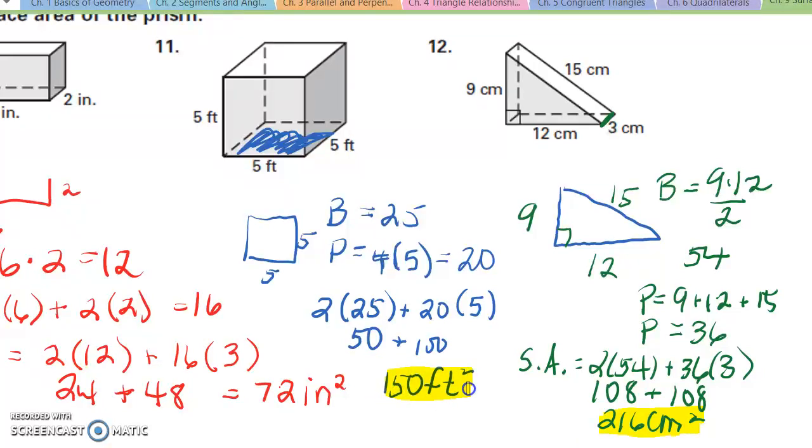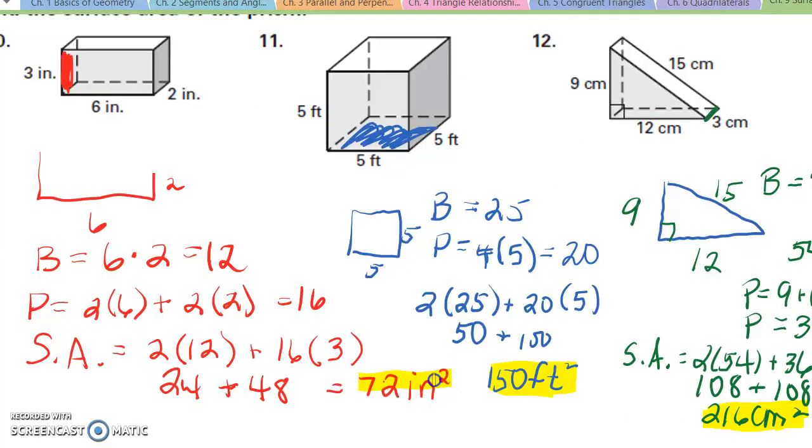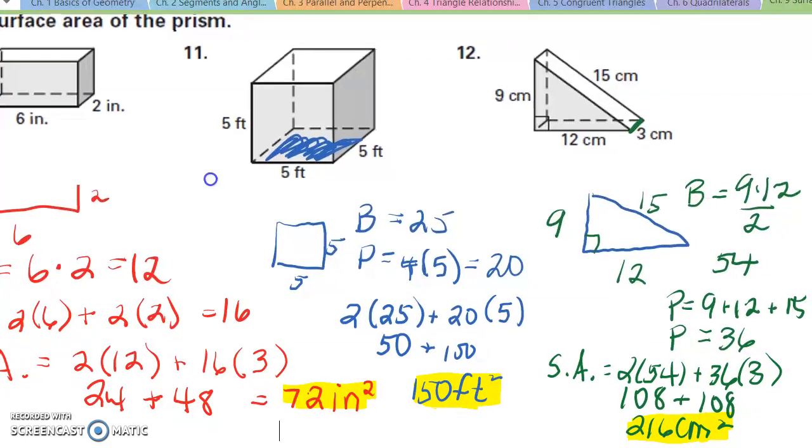For your cube, 150 feet squared. And for your rectangular prism, 72 inches squared. One thing that you have to remember is that sometimes when you're working with a triangular prism, you may not be given all side lengths of the triangle, and you may have to use the Pythagorean theorem to determine a missing side. So remember that c squared equals a squared plus b squared. And again, that might happen, it might not happen. So just look carefully at the picture.